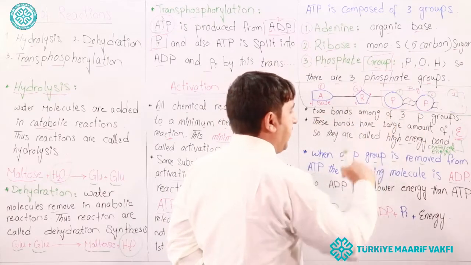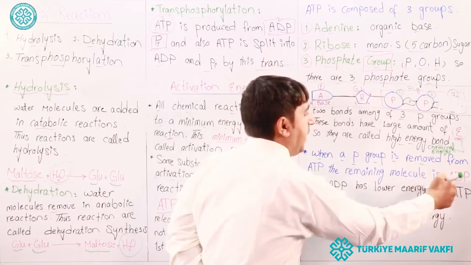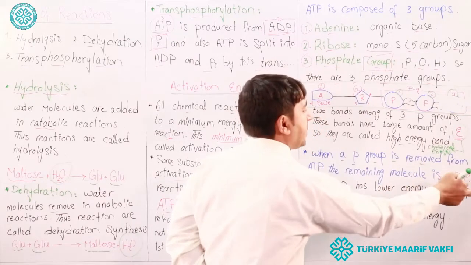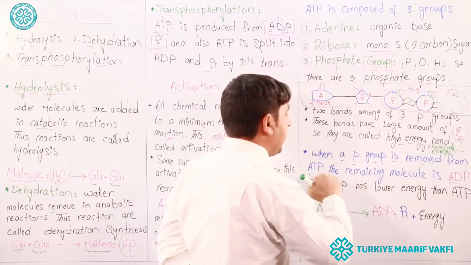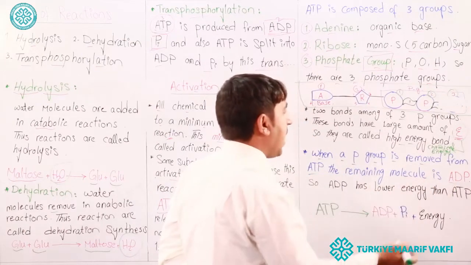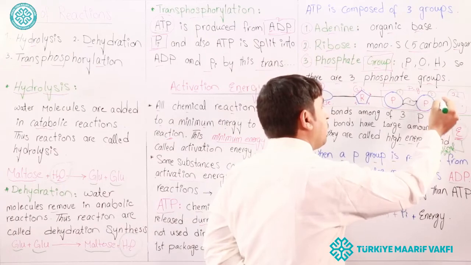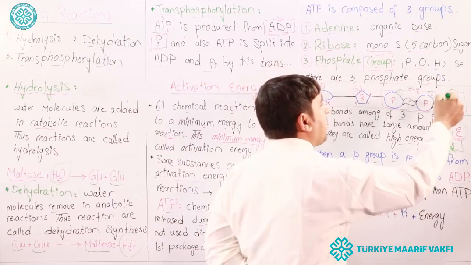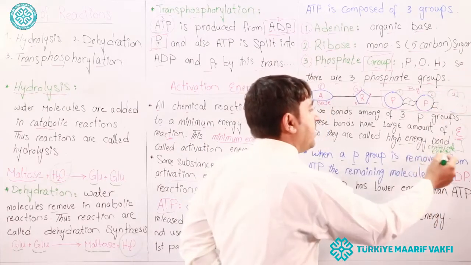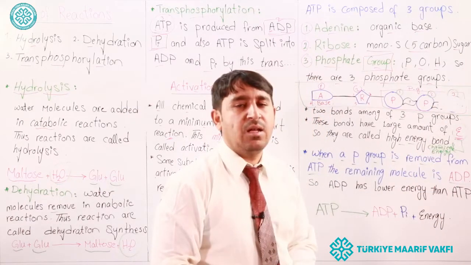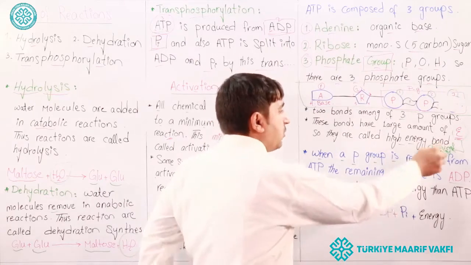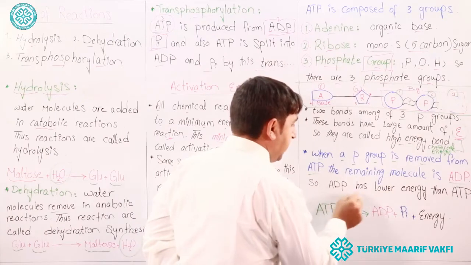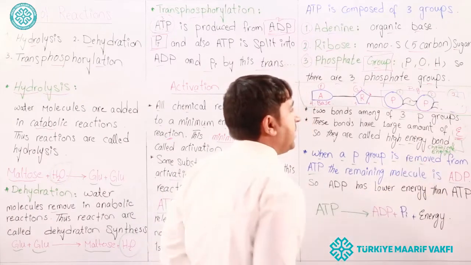So ATP is changed to ADP. ADP means there are 2 phosphate groups, diphosphates. So the ATP is changed to ADP, and also one bond is broken down. After that, some energy is released in the activities of the cell. So this energy is the chemical energy. So ADP has lower energy than ATP.